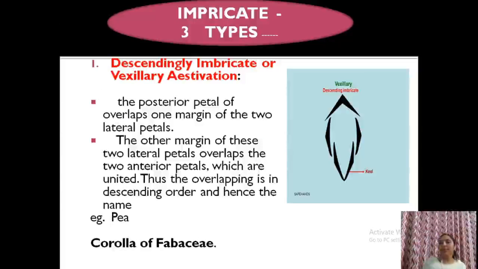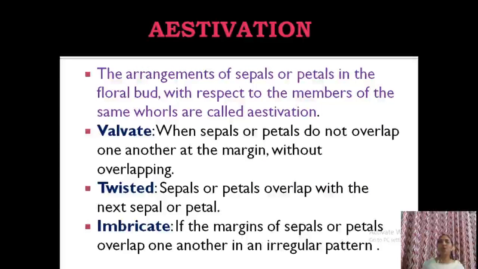If 5 petals are free, that is polypetalous. So how these petals are arranged, that condition is known as estivation. There are basically three types of estivation. One is valvate, when sepals and petals do not overlap each other at the margin. They are free at the margins. Like you take an example, different flowers are there. They never touch at the margins. That is known as valvate, without overlapping.